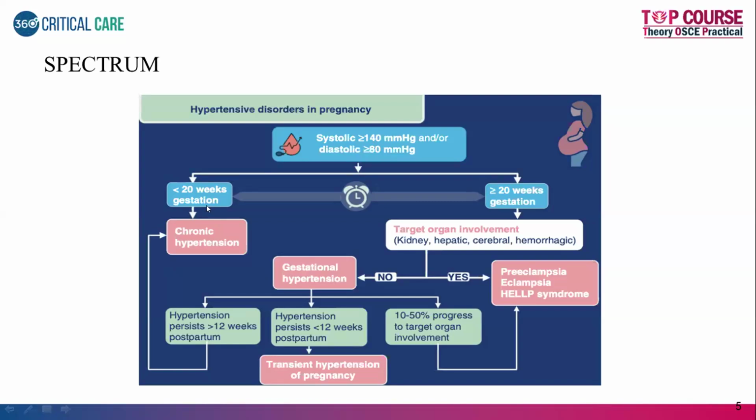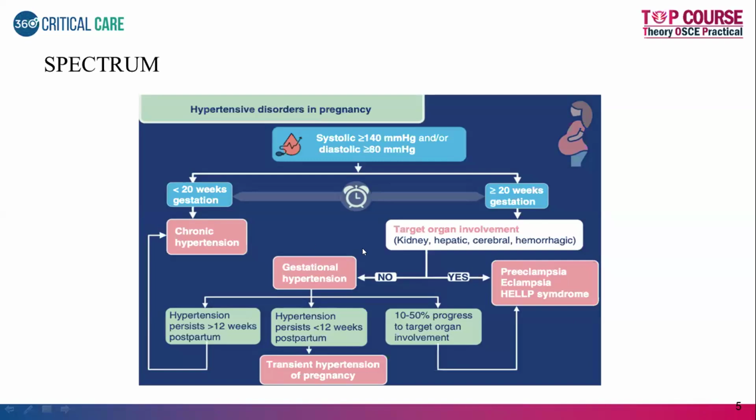Suppose it is less than 20 weeks and the patient has a BP of this much, then that is known as chronic hypertension. Suppose the gestational age is more than or equal to 20 weeks, then you should see whether there is any target organ involvement or not. If there is no involvement of a target organ, then that is known as gestational hypertension. But if the BP is on the higher side, the gestational age is more than 20 weeks, and there is any target organ involvement, then that is your preeclampsia, eclampsia, and HELLP syndrome.